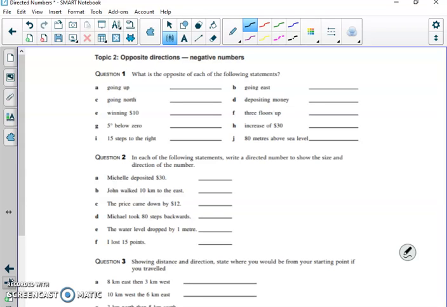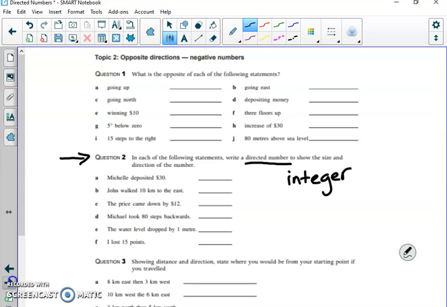This question too is where I've gotten most questions from students so far. So it says in each of the following statements, write a directed number to show the size and direction of the number. I get that that is stated in a little bit of a confusing way. So a directed number, remember, it's saying write an integer, which is another way of saying write a number that can be either positive or negative.